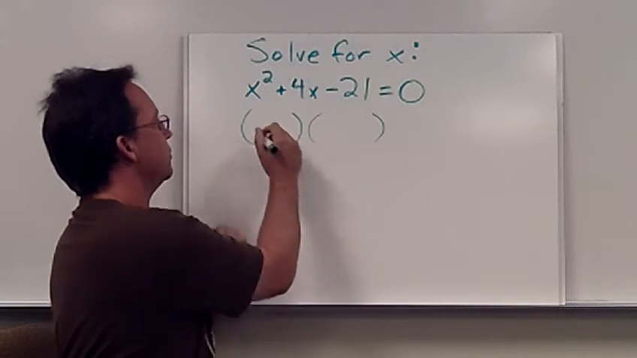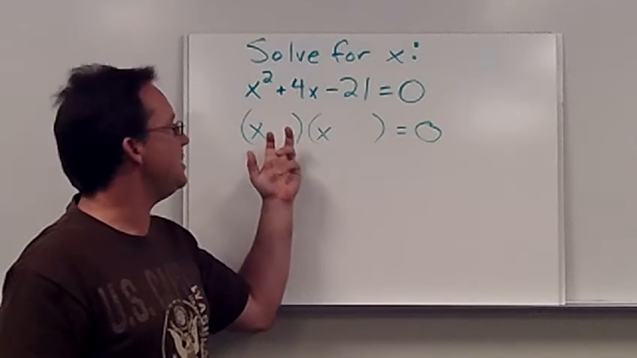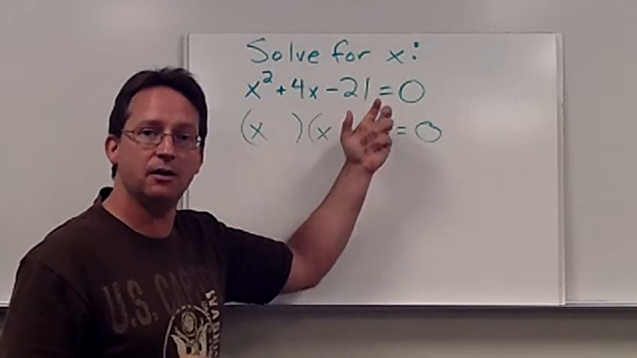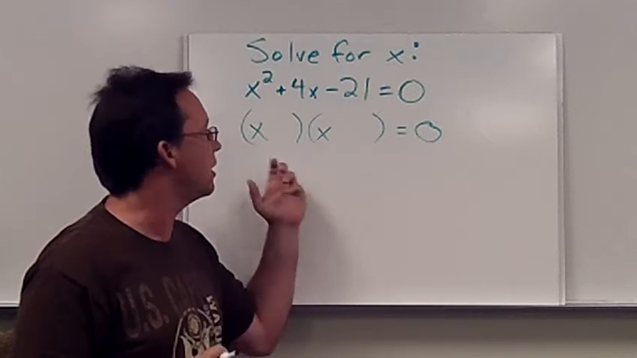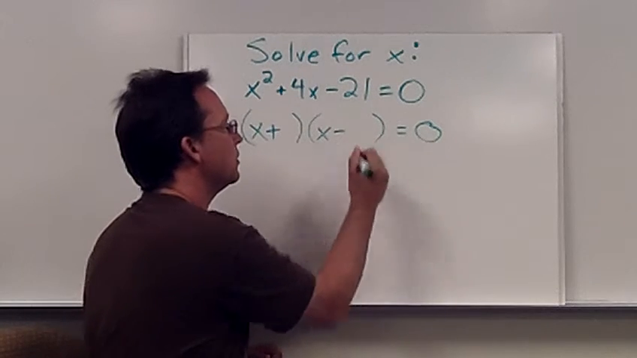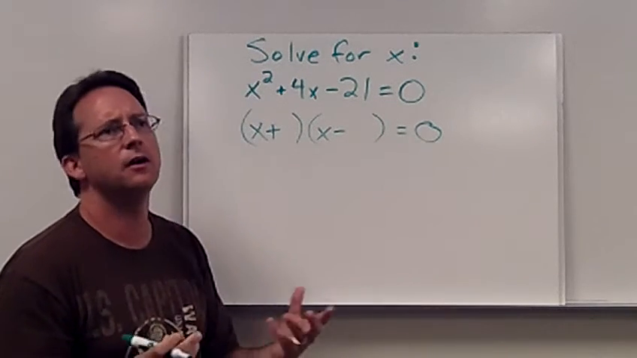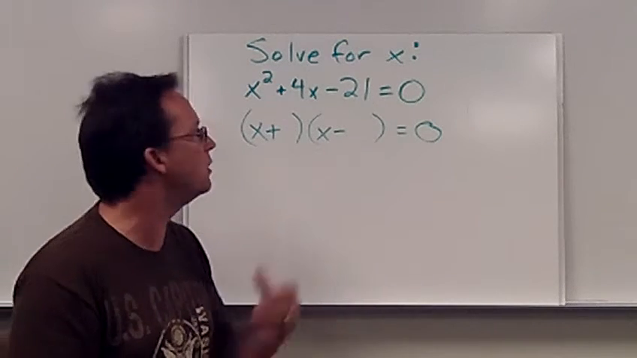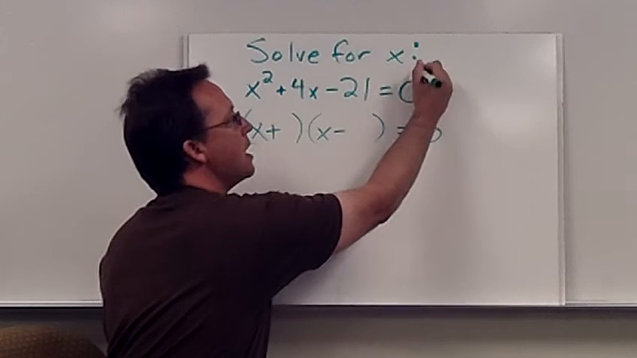So I need certainly x times x to give me x squared. But if I need to multiply two numbers and get a negative, those signs have to be different. I have to have a positive and a negative in there, right? So the factors will have to have a positive number and a negative number. Then I think, well, different ways to get 21. 1 times 21, 3 times 7.